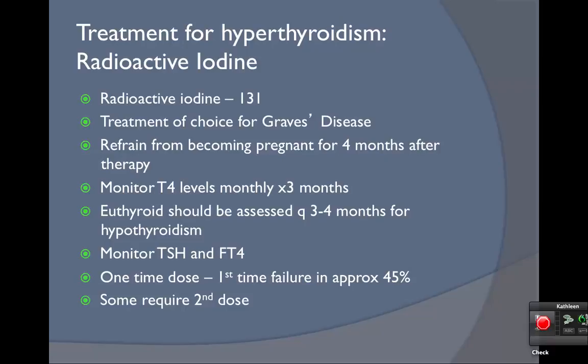So they can be a one-time dose, but know that first-time failure is approximately in 45% of the patients. Some require a second dose. Treatment for patients who have hyperthyroidism also have an increased lifetime risk of developing hyperparathyroidism. Lifelong clinical follow-up is mandatory with monitoring of serum TSH, free T4, and calcium.